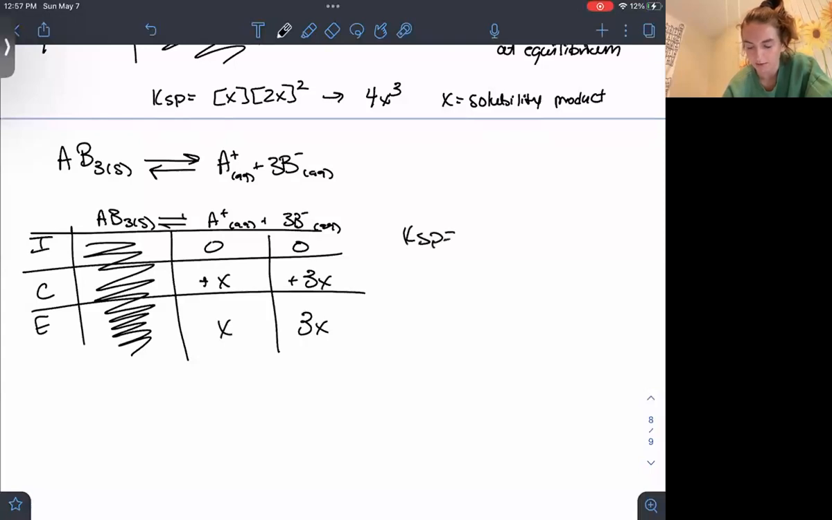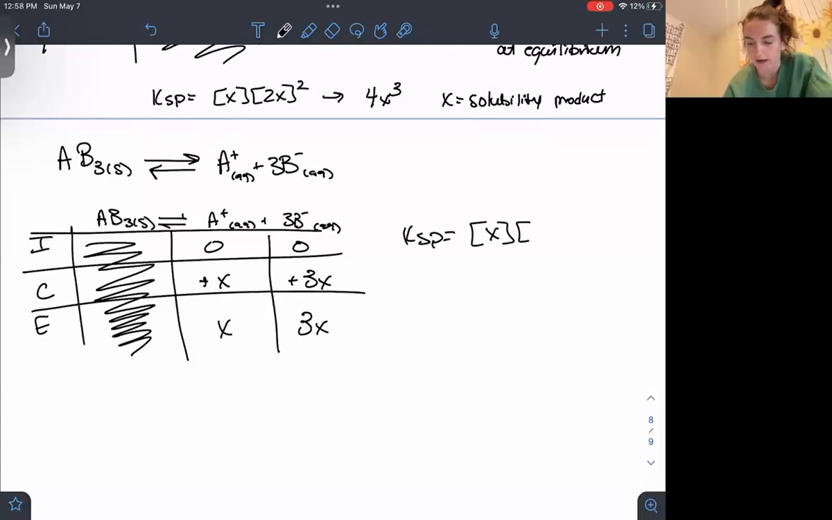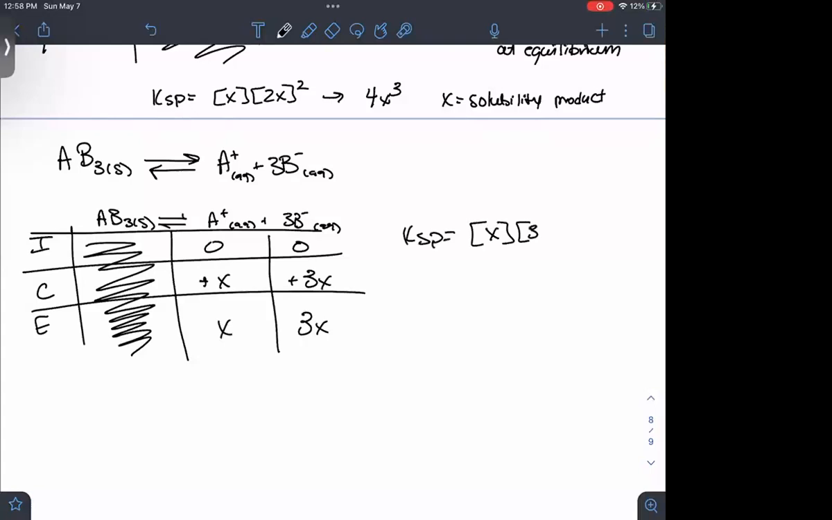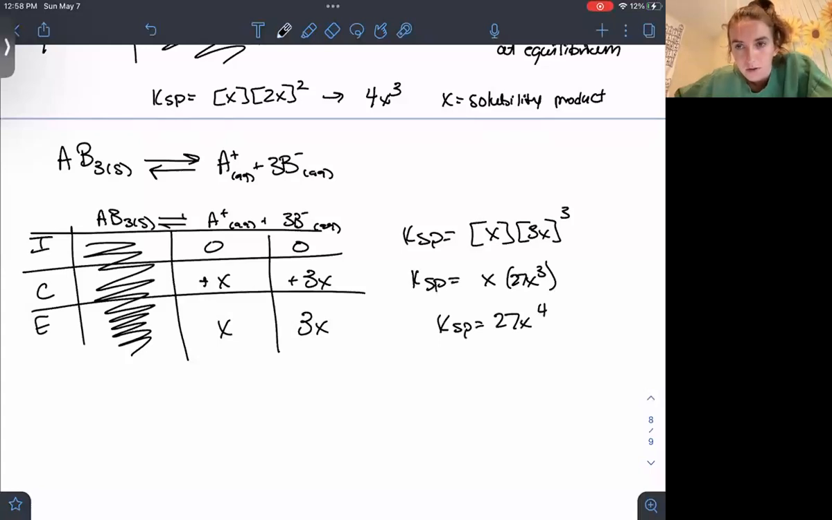So KSP for this one, what goes in for A? X. Good. And then what goes in for B? 3X, and that all cubed. Yep. Good. 3X cubed. So KSP here is X times 9X cubed, or not 9, 27, excuse me. 27X cubed. So KSP is 27X to the 4th. Yep, coefficient and power are the same. Does that make sense how that happens? You will probably only ever see the 4X cubed or the X squared, is my guess. But that's another example of that.